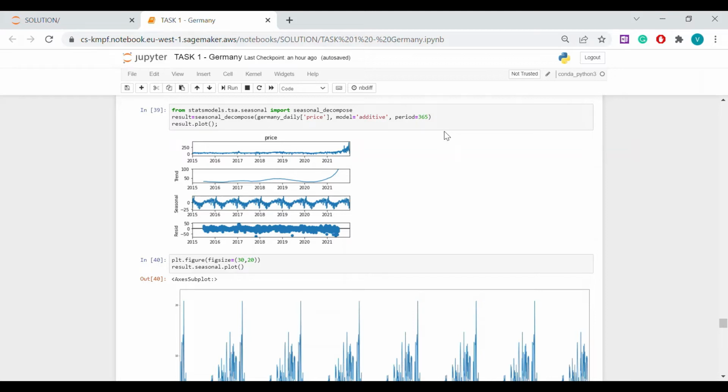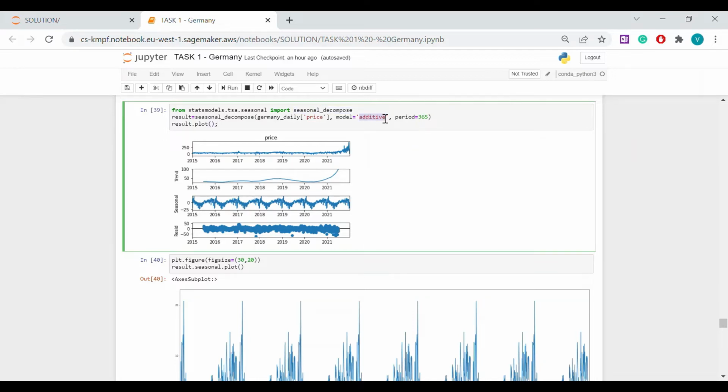So consider the decomposition of our time series into these several components. In order to do this, we will use the Python statsmodels function seasonal decompose. In this function, we have to set the model. We can either set the model to be additive or multiplicative.